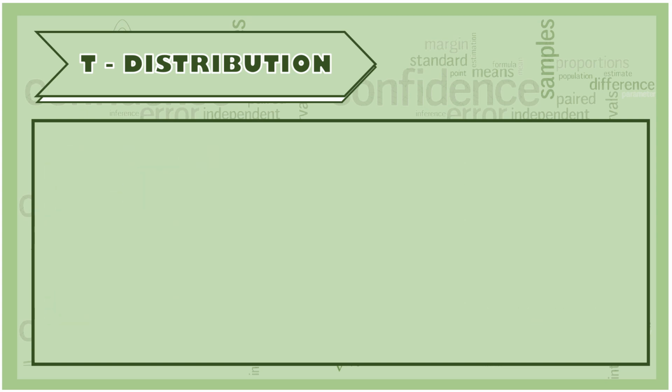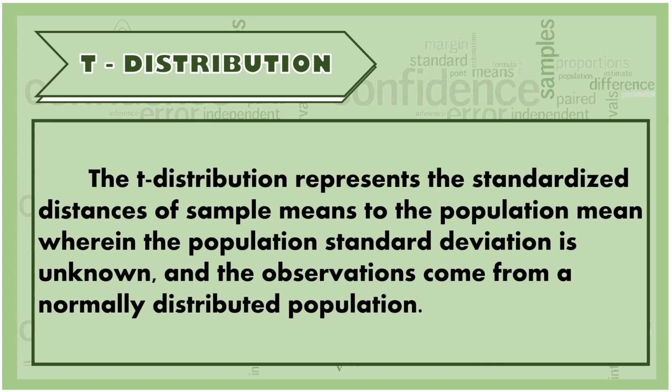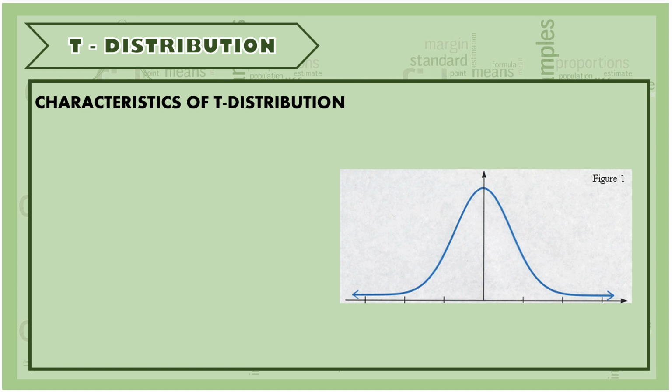So now, let's talk about the t-distribution. When we say t-distribution, it represents the standardized distances of sample means to the population mean, wherein the population standard deviation is unknown, and the observations come from a normally distributed population. And these are the following characteristics of the t-distribution.